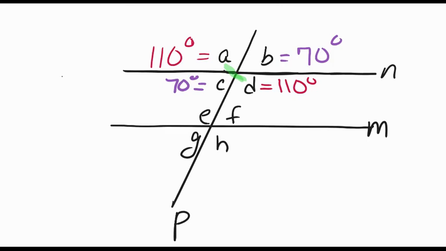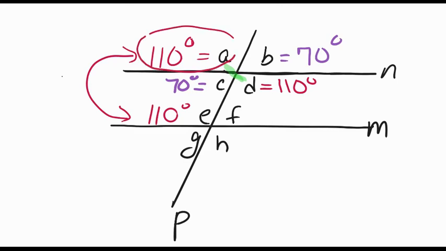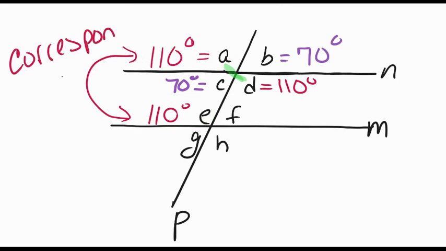Now, I could just look at the bottom and automatically I know that this is 110 degrees because A is 110 degrees. These angles are called corresponding angles. They're in the same place on the intersection. So notice here, A is in the top left corner of that intersection, and look at A. It's in the top left corner of the bottom intersection. Those are called corresponding angles. That means they're in the same place on the intersection.